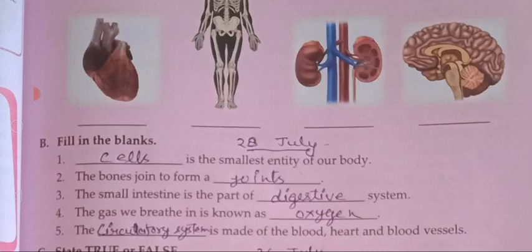Mention the number one. Cells. Draw the underline. Cells is the smallest entity of our body. Full stop.